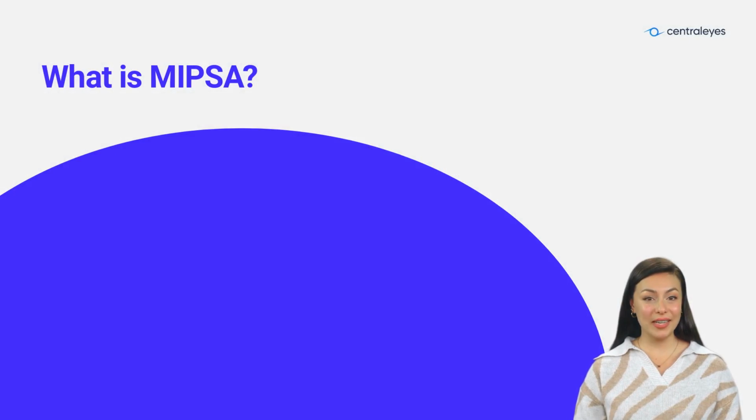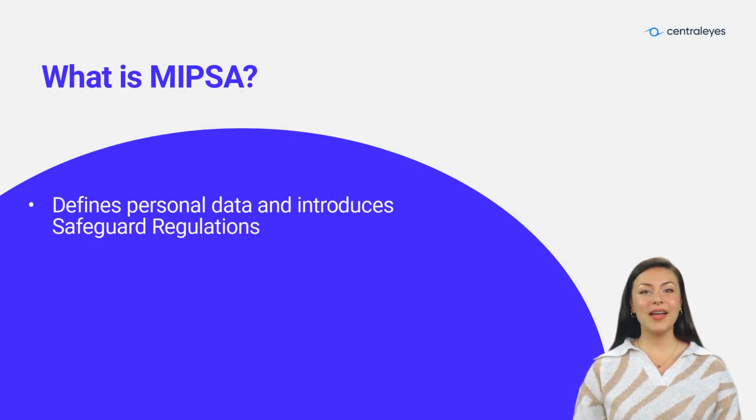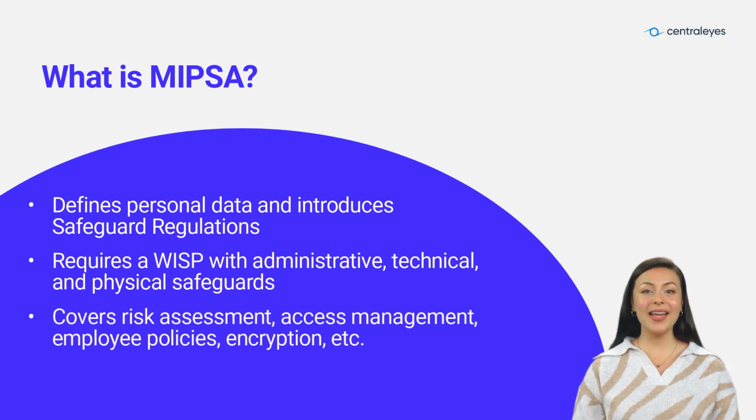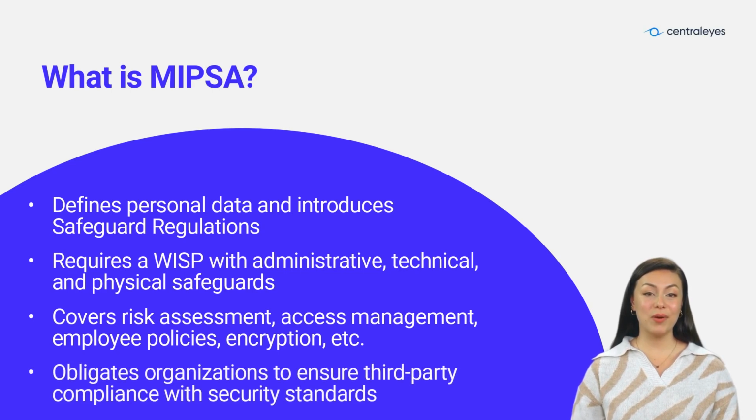The Massachusetts Data Privacy Law defines personal data and introduced the safeguard regulations. Entities must develop a WISP, incorporating administrative, technical, and physical safeguards. The WISP should cover risk assessment, access and authorization management, employee policies, techniques to prevent security failures, and technical safeguards like encryption and firewalls. Organizations must ensure third parties adhere to security standards.